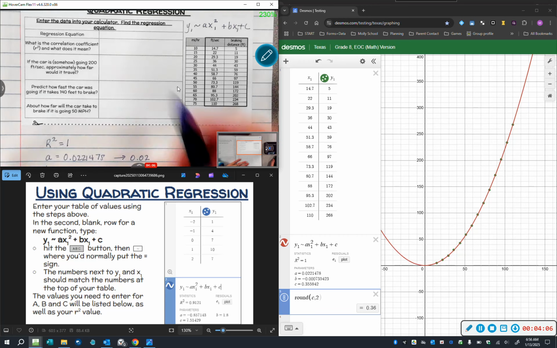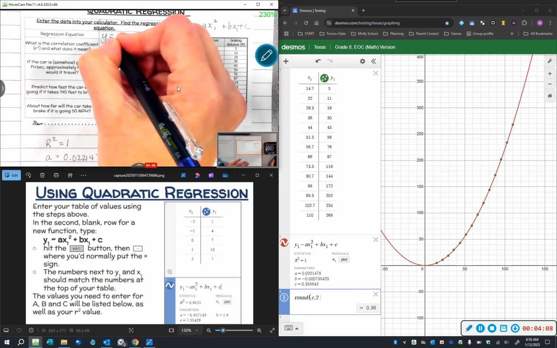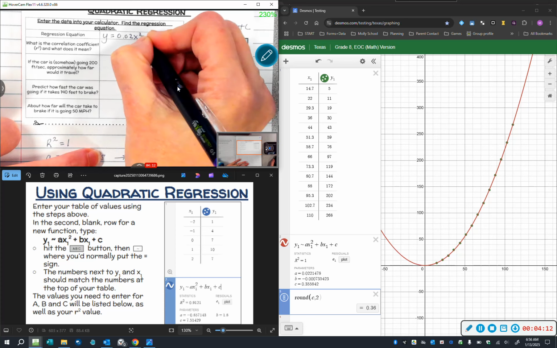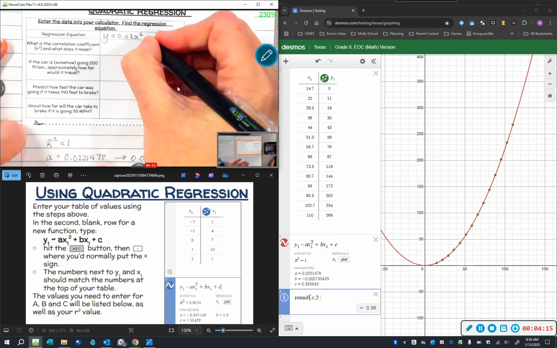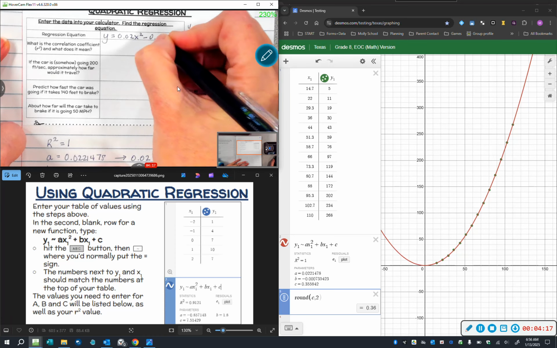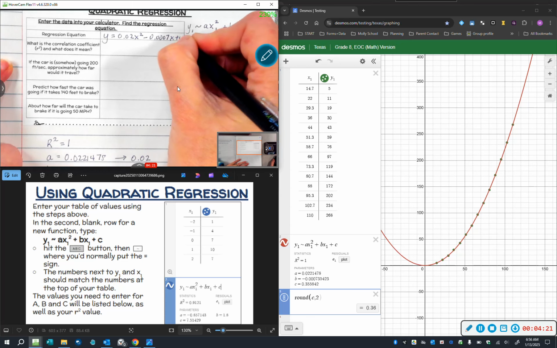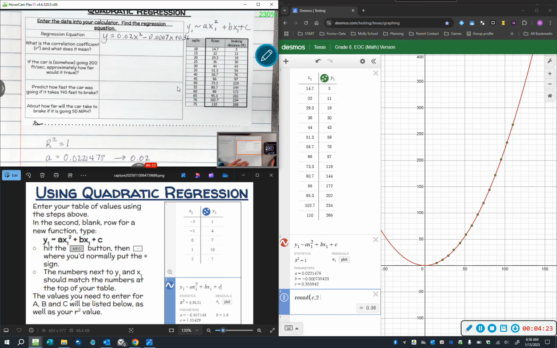So we'll say y equals A, which is 0.02 x squared, minus 0.0007 x, plus 0.36. And there's our regression equation. Tomorrow in class, we'll talk about what we're actually going to do with that.